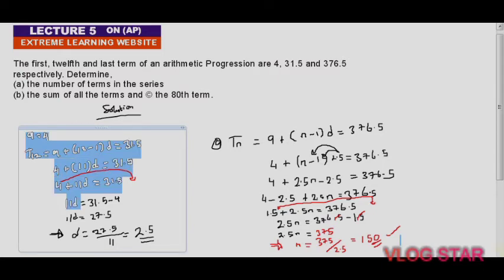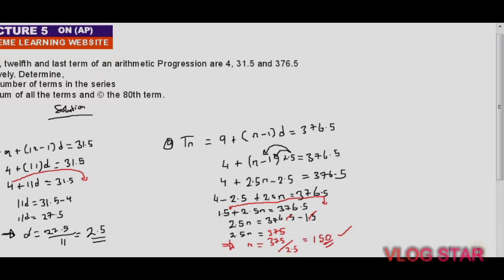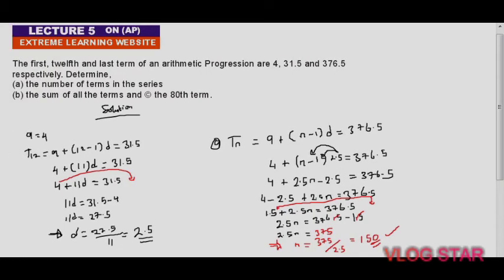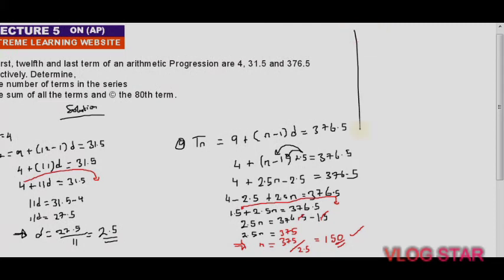That is the sum of all the terms. Let's move down a little. Okay, let's move to the side. So the second one said the sum of all the terms. Let's find the sum of all the terms at this side here. Let's rule a line here. That's good. So now let's find the sum of all the terms. That is the B part.